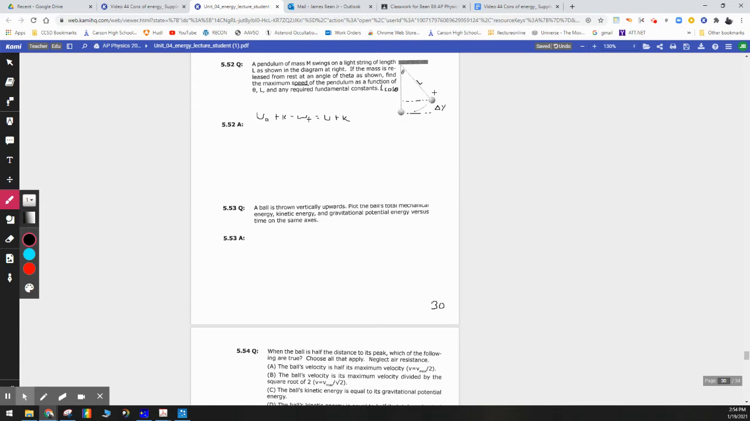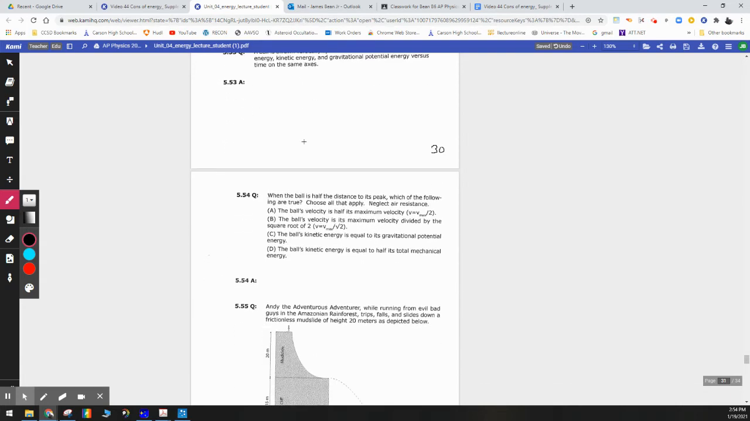So up here, kinetic energy is 0. So the initial kinetic energy is 0. And down here, the final potential energy is going to be 0. Okay, so we can see here then that this is 0, this is 0, and that's going to be 0. So we have the potential energy for the pendulum here, gravitational, has to equal the kinetic energy here. Okay, so from here, we should be able to solve for V. What's the expression for V?